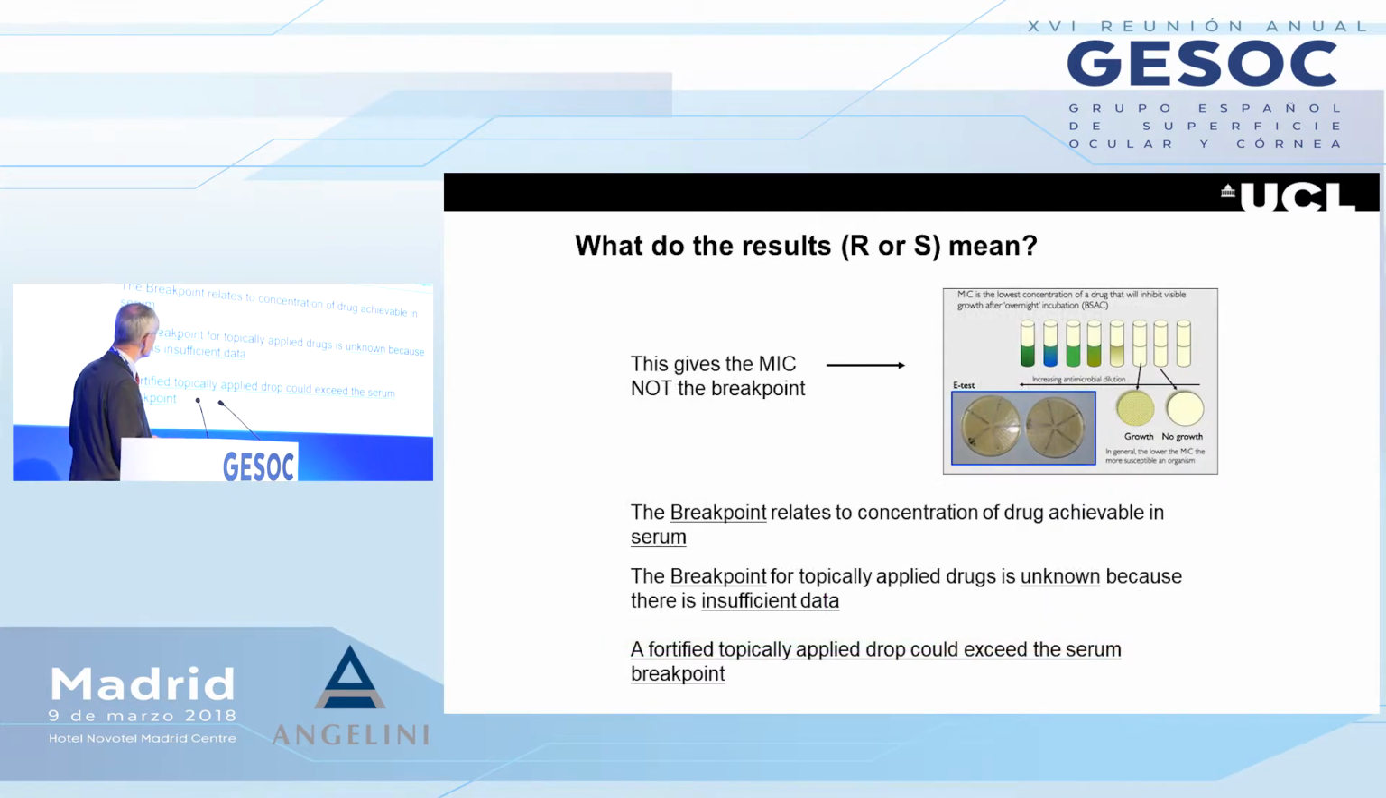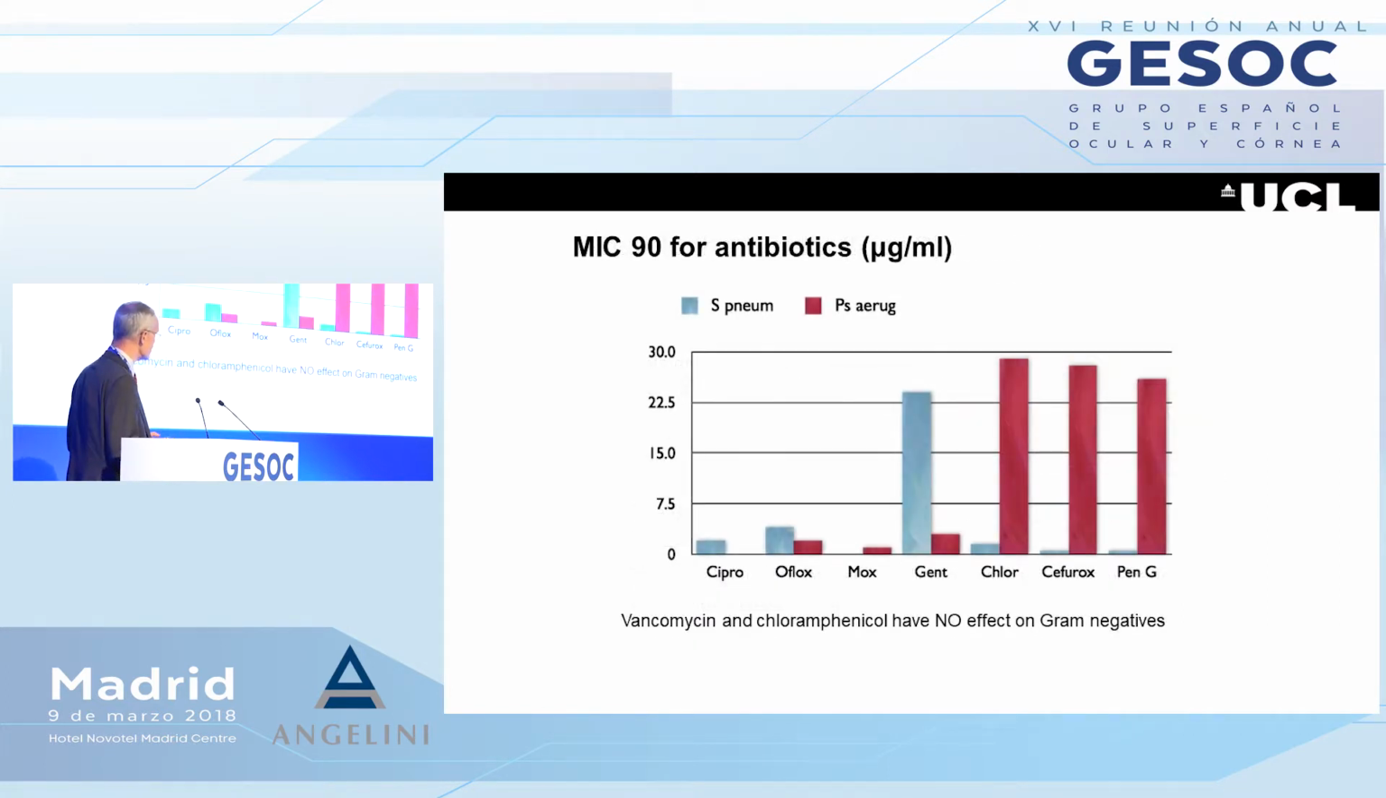So this is MIC, this tube dilution method. This is not the breakpoint. This is not what is giving you directly the sensitivity resistance profile. This also, as we've heard earlier, relates to the achievable concentration in serum. And so in the eye, we use fortified antibiotics. You may get better access with that, or you may get protection of the organism in biofilm. And so there has to be some interpretation of these results. And usually, a topically applied drop will greatly exceed the serum concentration.